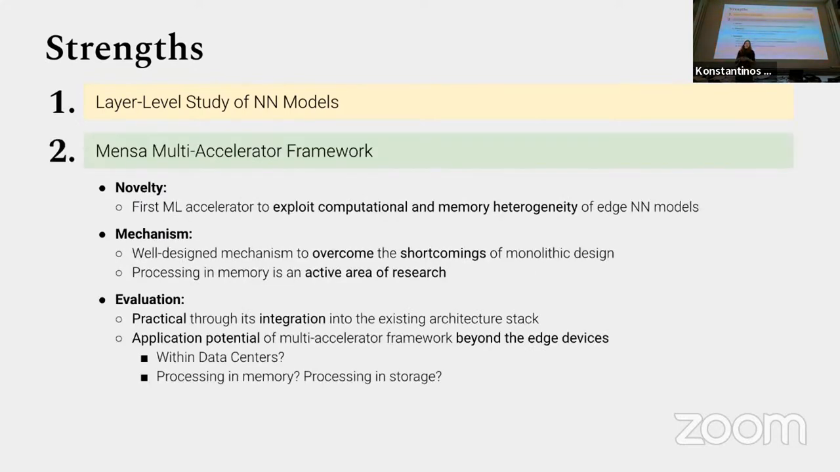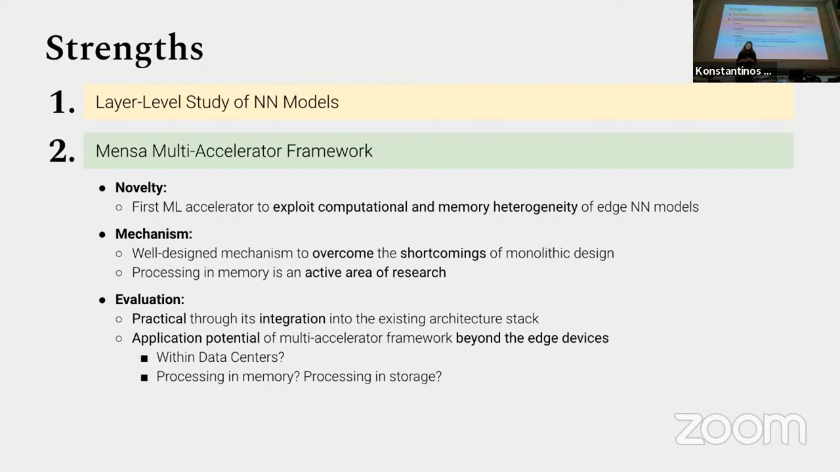The second strength identified was the Mensa multi-accelerator framework as such, so not the Mensa G, but the Mensa framework as such, which is the first accelerated framework to actually exploit the computational memory heterogeneity of these models, specifically across a wide range and not just for a specific CNN model, for example, but across the entire range. It was a very well-designed mechanism to overcome the shortcomings of the monolithic design. And if you read the paper, you will also see very nice design choices with regards to how it was structured.